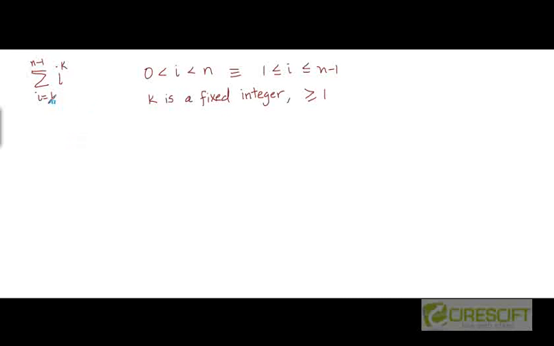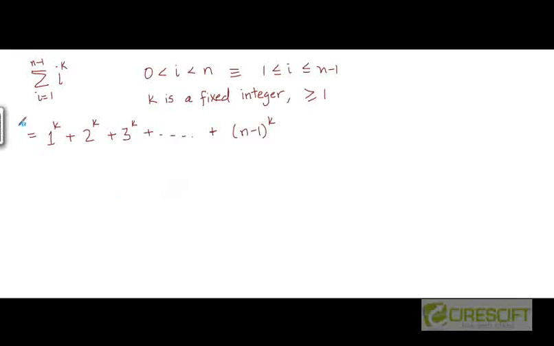And if we open up this summation, the first term of this summation will be 1 to the power k. The second term of this summation will be 2 to the power k. The third term will be 3 to the power k, and so on. The very last term will be n minus 1 to the power k.